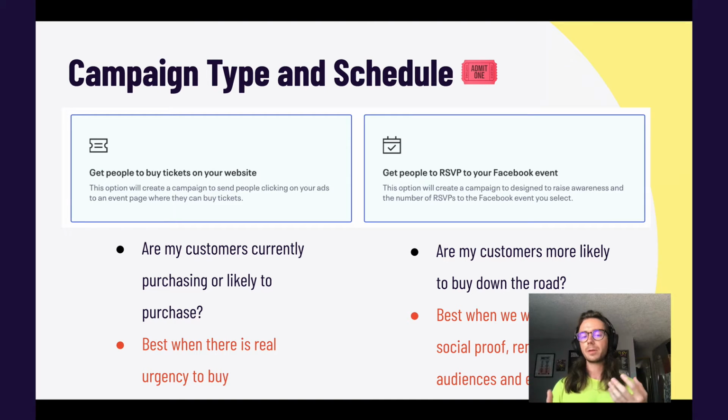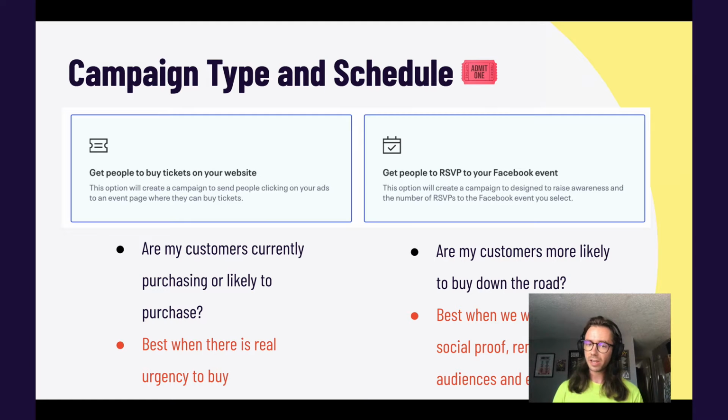Now, the second most popular type of ad campaign is Facebook event RSVPs. A few questions you could ask yourself are, am I currently in a time period where my customers might be purchasing now, but in all reality, they're a lot more likely to be purchasing later down the road? These are the campaigns that are almost the best of both worlds. They're best when we want to grow social proof, remarketing audiences, and engagement while still making it extremely accessible. It's basically only one more click for somebody to buy through your Facebook event compared to sending them directly to your ticketing pages.